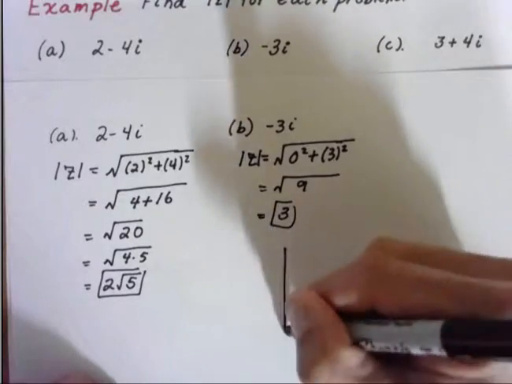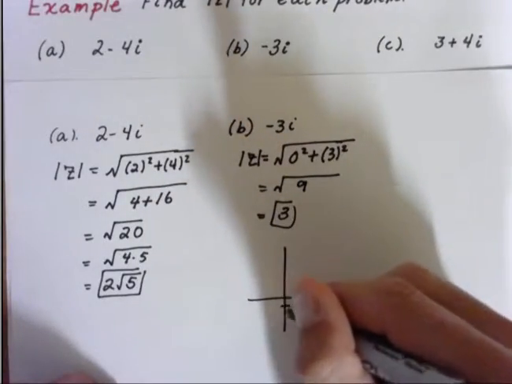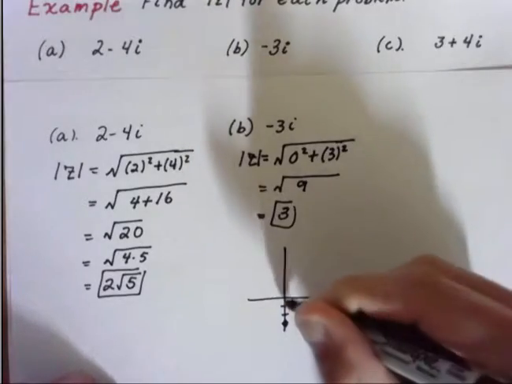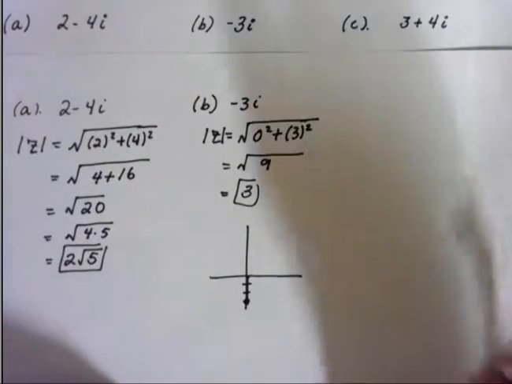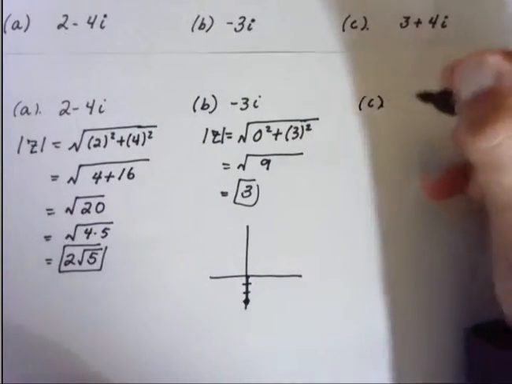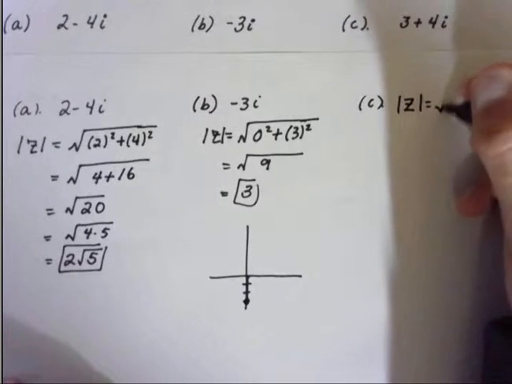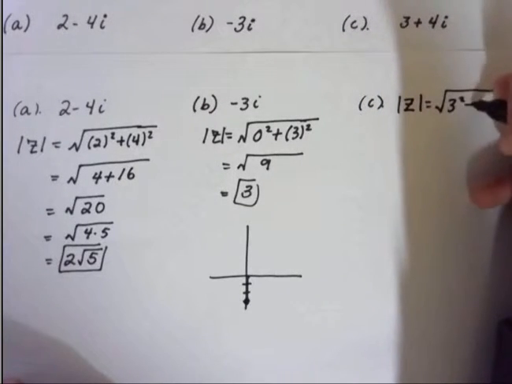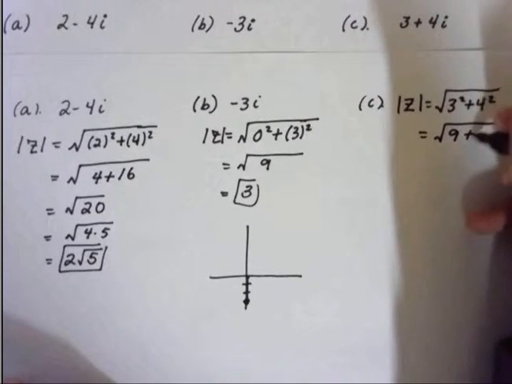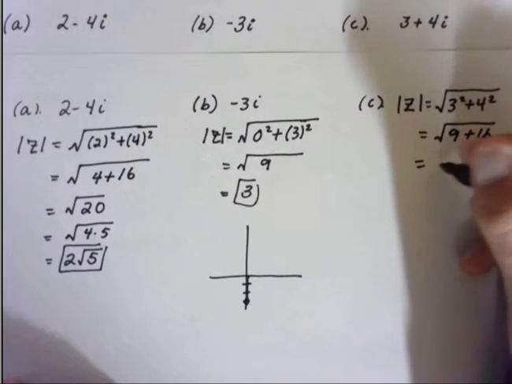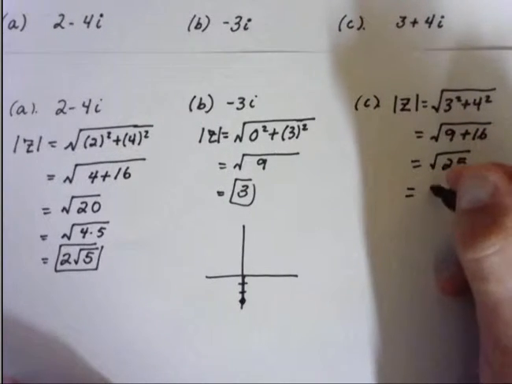And so, if you think about graphing this particular problem, -3i would be down here. Right there, that length is 3, so it makes sense. Let's see if we can get the last one on here. Okay, so part C is 3 plus 4i, so we're going to denote the absolute value of z as the square root of 3 squared plus 4 squared, which is 9 plus 16, which is 25. So the square root of 25 is going to be equal to 5.